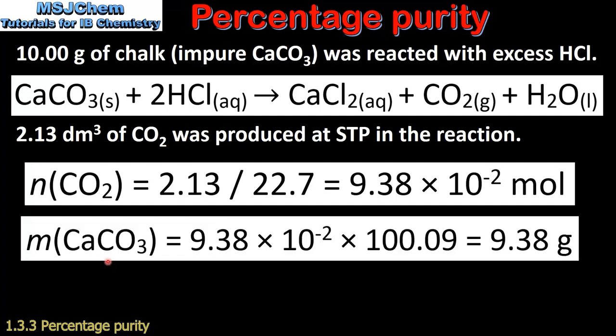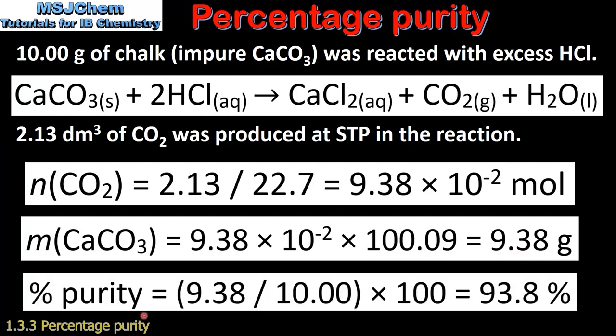So next, we can calculate the mass of calcium carbonate that reacted with the excess hydrochloric acid. So we multiply the amount in moles by the molar mass of calcium carbonate, which is 100.09 grams per mole. And this gives us 9.38 grams.